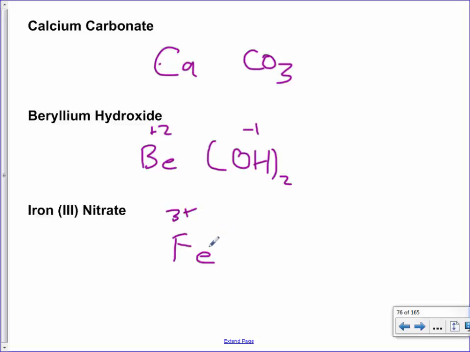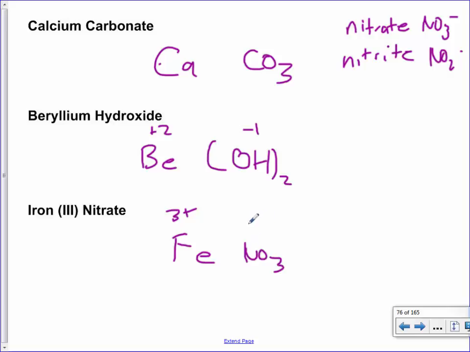Anybody know what a nitrate is? Find it up there in that little box. Not NO. NO3 is the nitrate. Sorry if it's blurry. Nitrate should be NO3 minus, and nitrite is NO2 minus. They are very similar words. Only one is an ATE and one is an ITE. The charge on this guy then is -1.